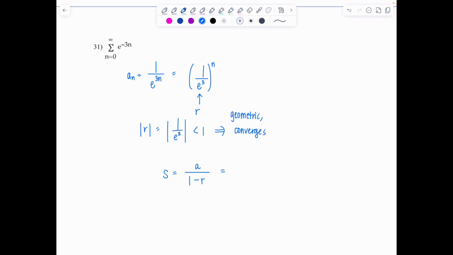So what's the first term? If n is 0, e to the 0 is 1, over 1 minus r, which is 1 over e cubed. And then don't leave your answer like that. Multiply everybody by e cubed. So then we've got e cubed over e cubed minus 1. That's the sum. Cool. Enough of those. Let's move on, but keep in mind, anytime you're asked to find the sum, it's either geometric, telescoping, or Maclaurin.